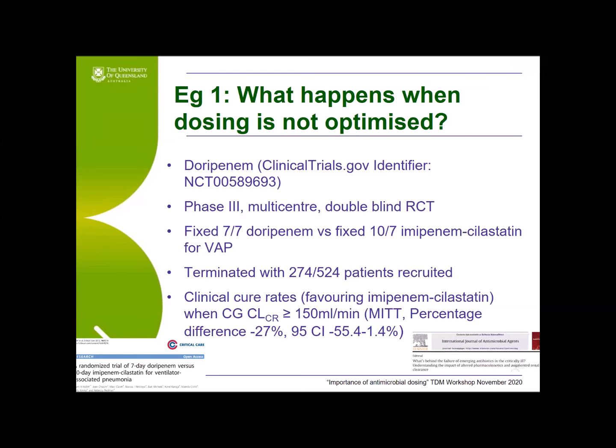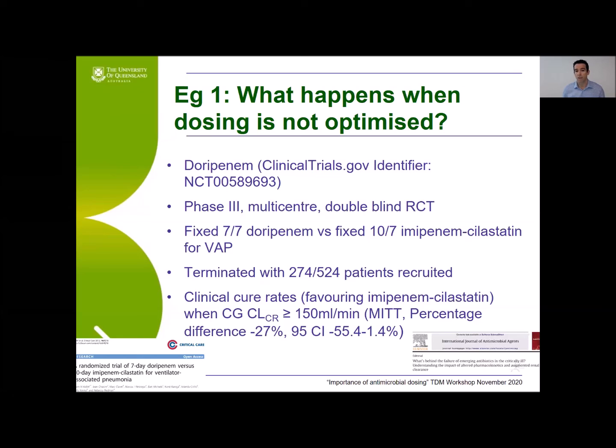Interestingly, this trial was terminated early, halfway, by the Data Safety Monitoring Board, because clinical cure rates were found to be far lower in the doripenem group. And when inspected for why this was the case, it was just the fact that patients with an increased creatinine clearance had lower drug exposures than those for imipenem. Because dosing of doripenem hadn't been optimised, that is the reason this drug failed.